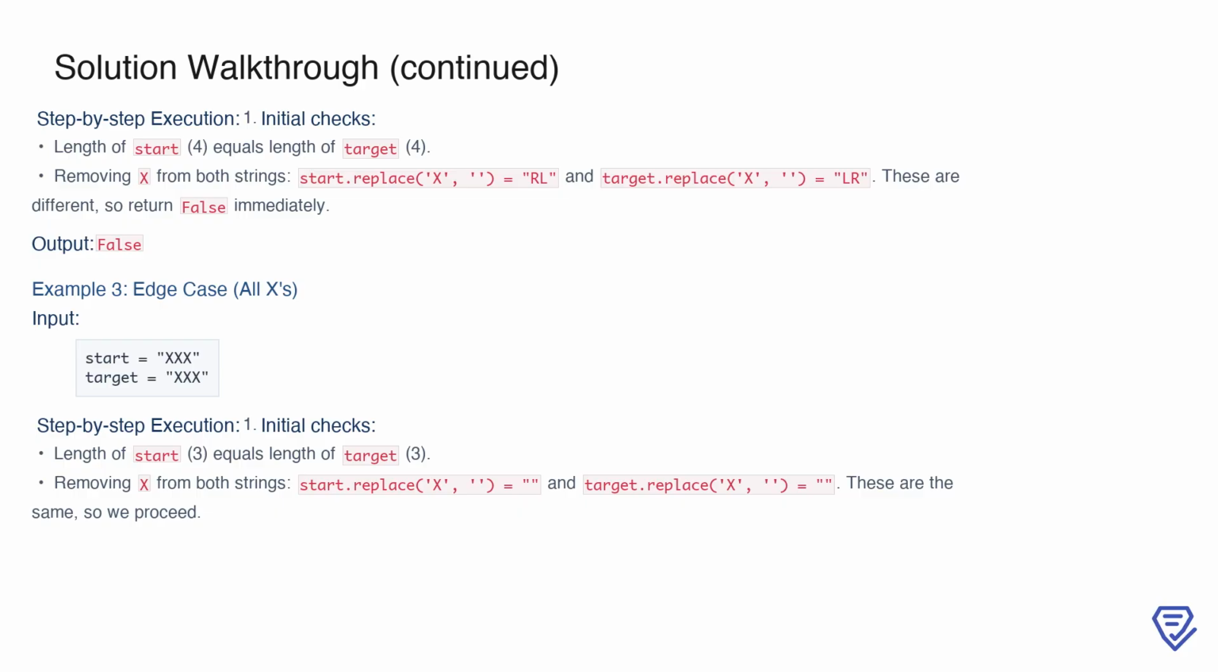Here, we immediately notice that the resulting strings are different. Since the sequences of non-x characters don't match, there's no way to transform start into target, regardless of the movement rules. Thus, we can return false immediately without further iteration. This demonstrates that mismatched sequences of R and L characters make the transformation invalid right away.